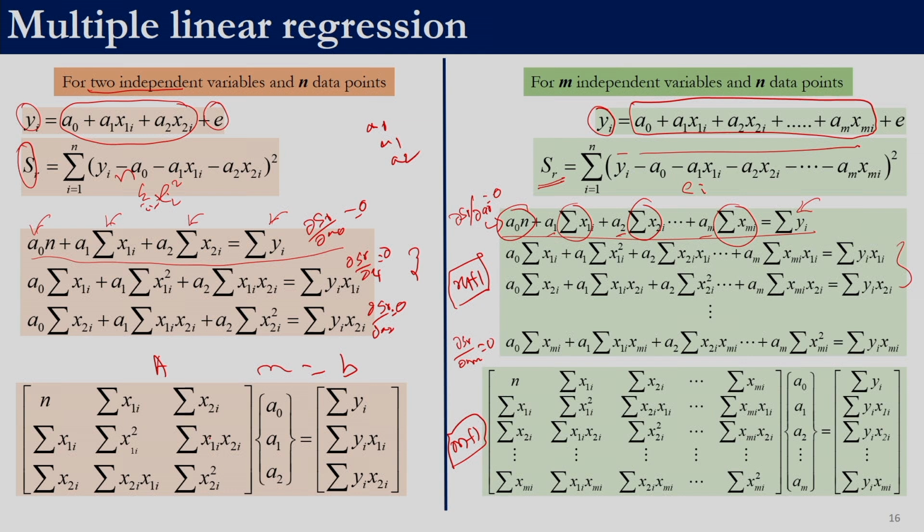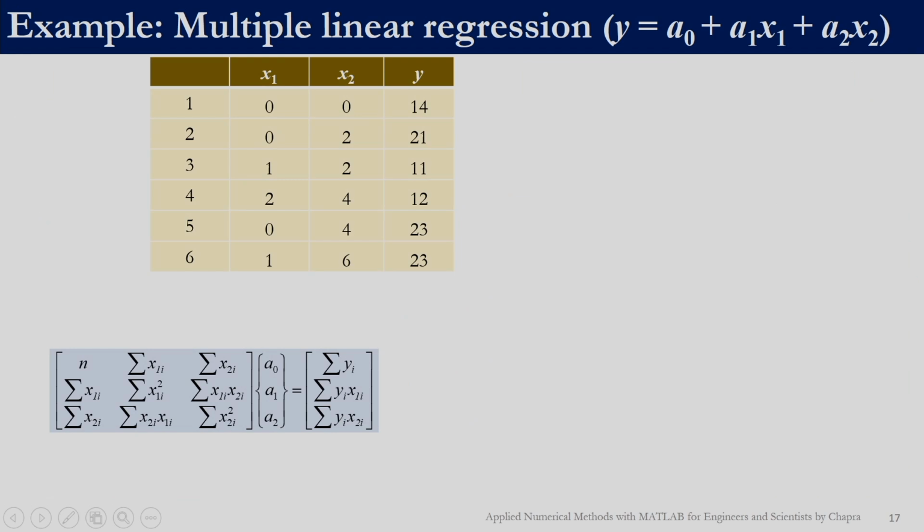Just like we put the earlier normal equations into matrix form, these normal equations can also be put into matrix form. Now if you see, there is actually a symmetry over here, right. So, if we know how to do it for 2 independent variables, we can do it for m independent variables, right. Now let us look at an example.